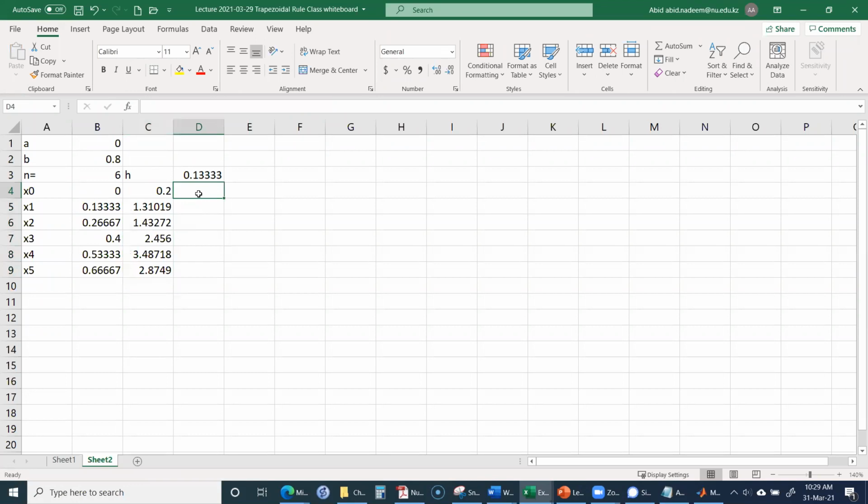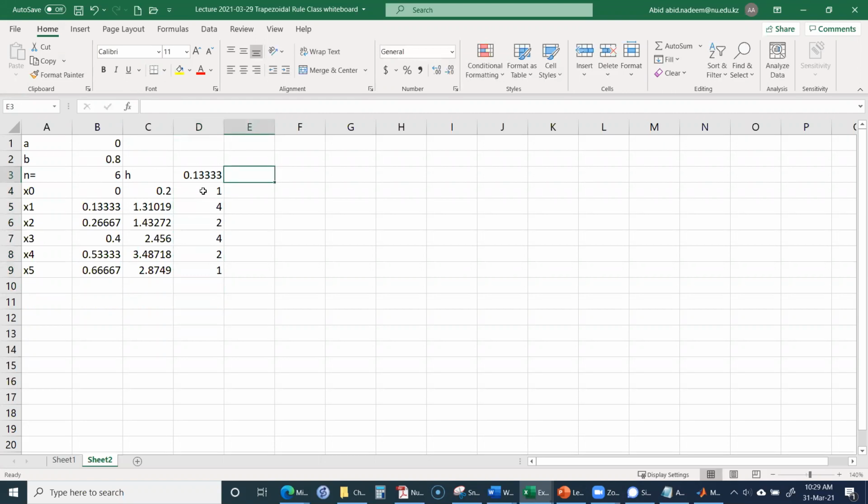Now for the Simpson's rule, I can add a column for the coefficients. So what will be the first coefficient? What should I add over here? Yes, 1, then 4, 2, 4, 2, 4, and then 1.